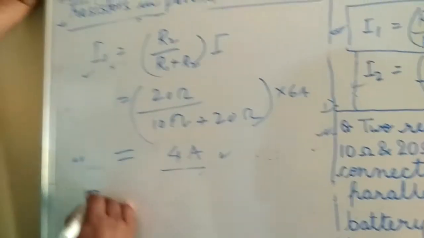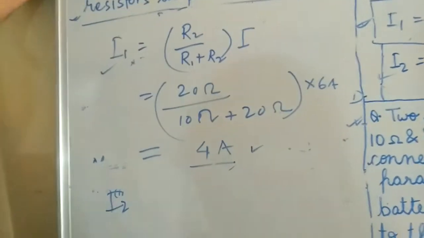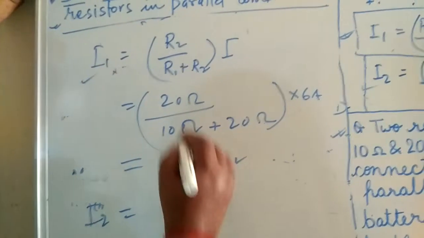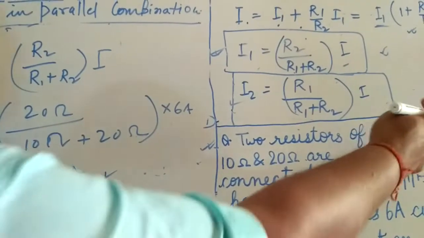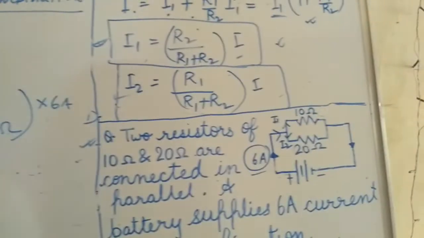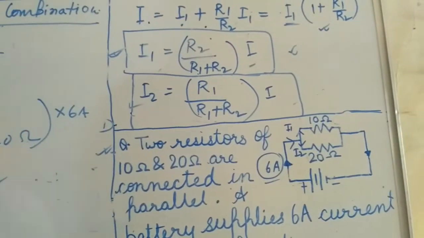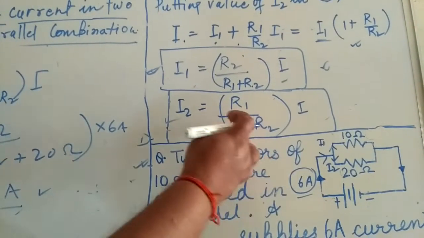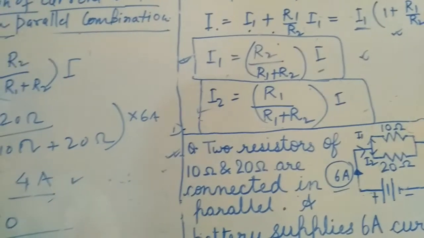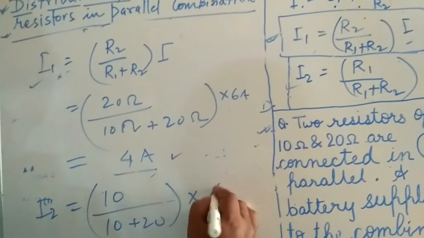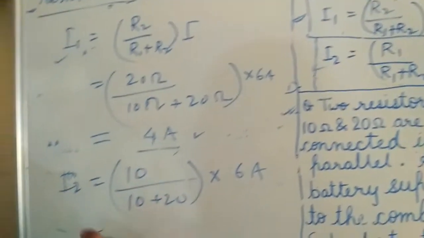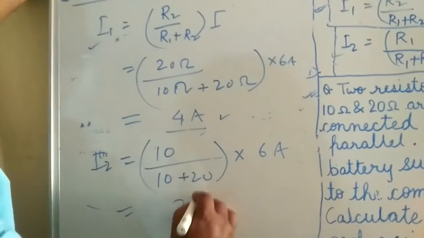Now we calculate similarly for I2. In the formula, I2 is equal to R1 by (R1 plus R2). R1 is 10, and R1 plus R2 is 10 plus 20 from this formula, and we multiply by 6 and then calculate. Then we get 2 ampere of current.